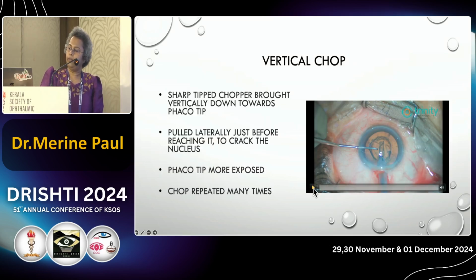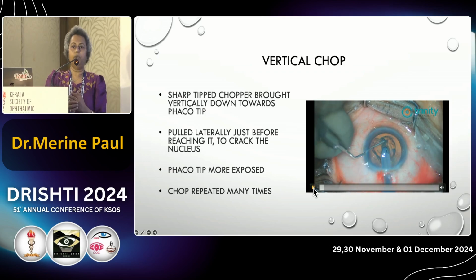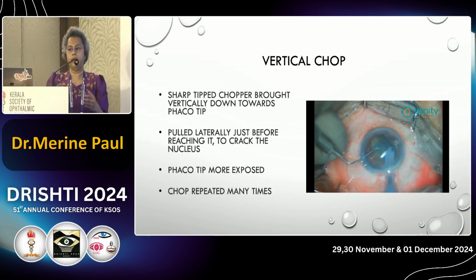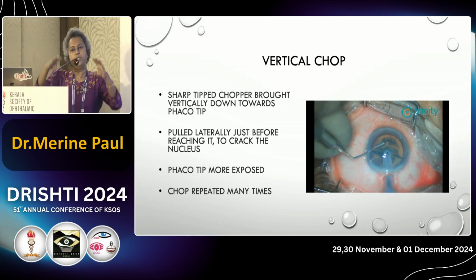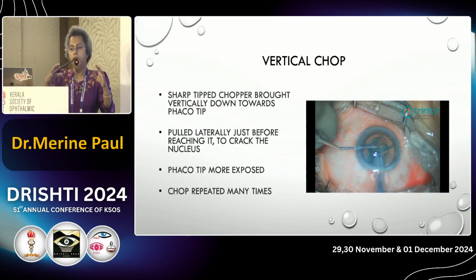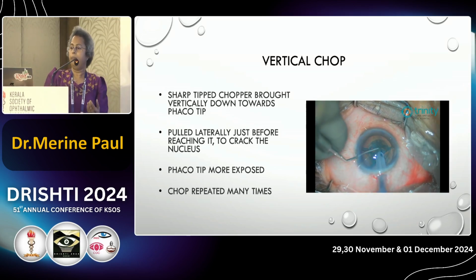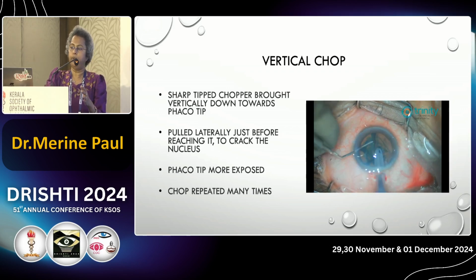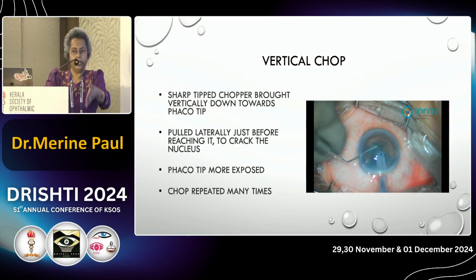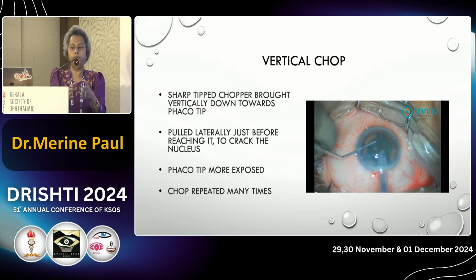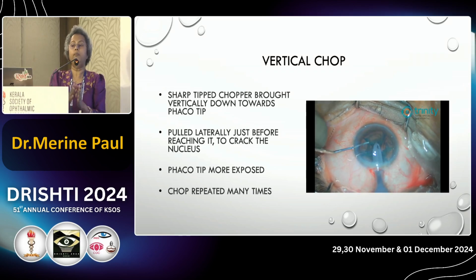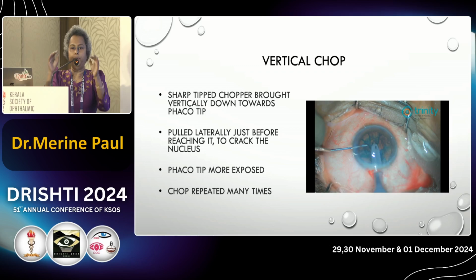Now, for the final or the so-called best technique is the vertical chop. Why is it best? Because this is the technique which utilizes the minimum time. So you are in and out very quickly. So in this, what you do is you utilize a sharp tip chopper, which you bring vertically down. Once you embed it into the flesh of the nucleus, you bring the sharp tip chopper vertically down towards the Phaco tip, and then pull laterally just before reaching the tip.